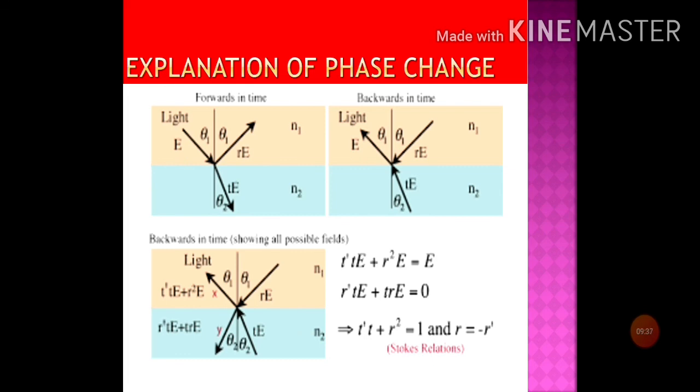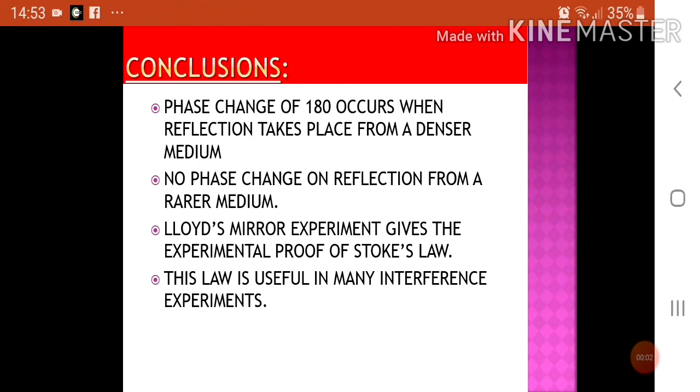I hope you understood the topic and the idea. This is a very, very important relation and topic. So what conclusions do we draw? A phase change of 180 degrees occurs when the reflection takes place from a denser medium. There is no phase change on reflection from a rarer medium. The Lloyd mirror experiment gives the experimental proof of Stokes law, and these results are used in many interference experiments.